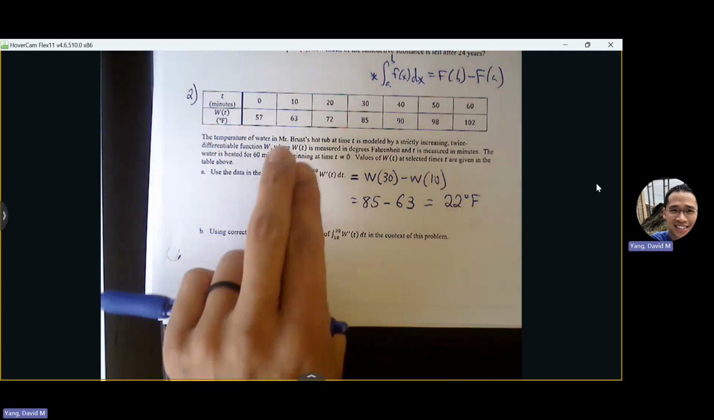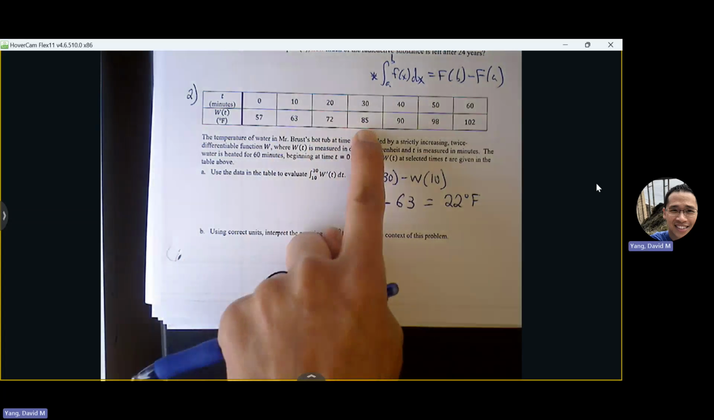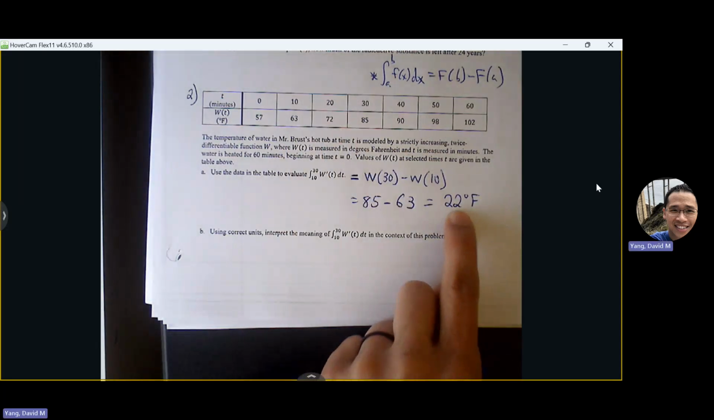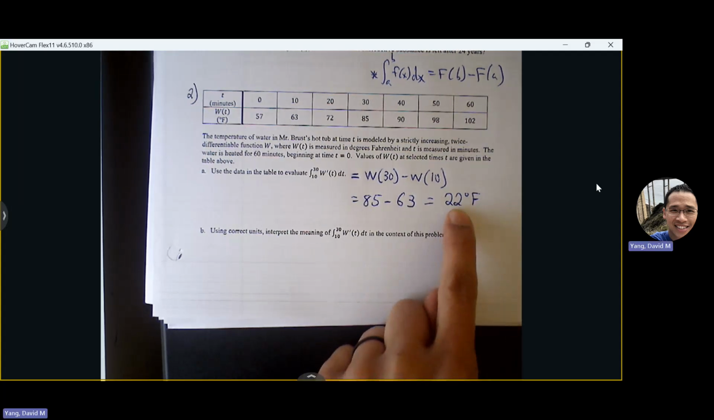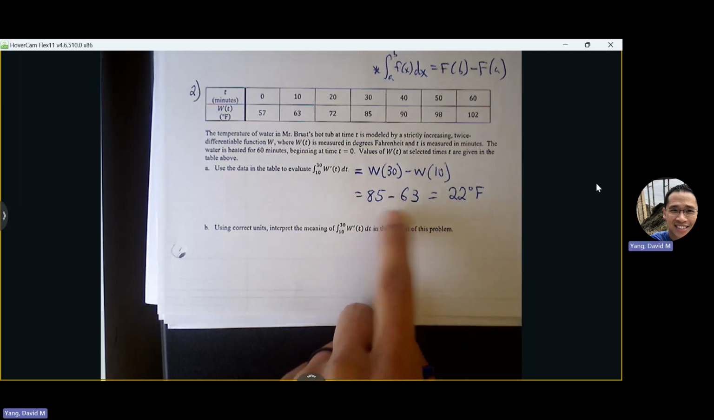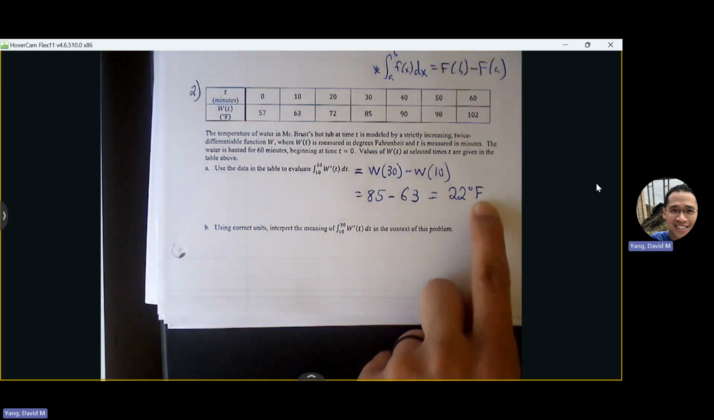If you know the temperature of the hot tub is 63 degrees at 10 minutes, and if you know the temperature of the hot tub is 85 degrees at 30 minutes, what can you say? What does the 22 degrees mean? Would you say that the temperature of the hot tub is 22 degrees Fahrenheit? What does this 85 minus 63 tell us about what's going on? Good. So it tells us that between 10 and 30 minutes, the hot tub is going to rise 22 degrees.